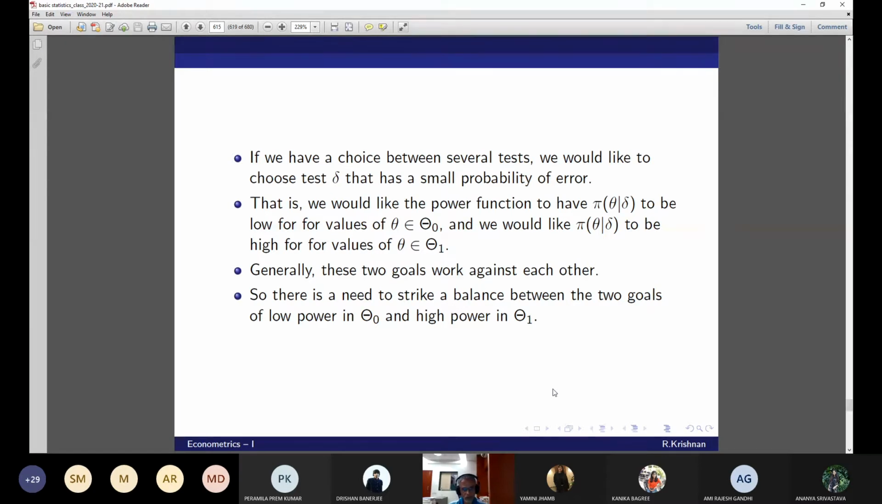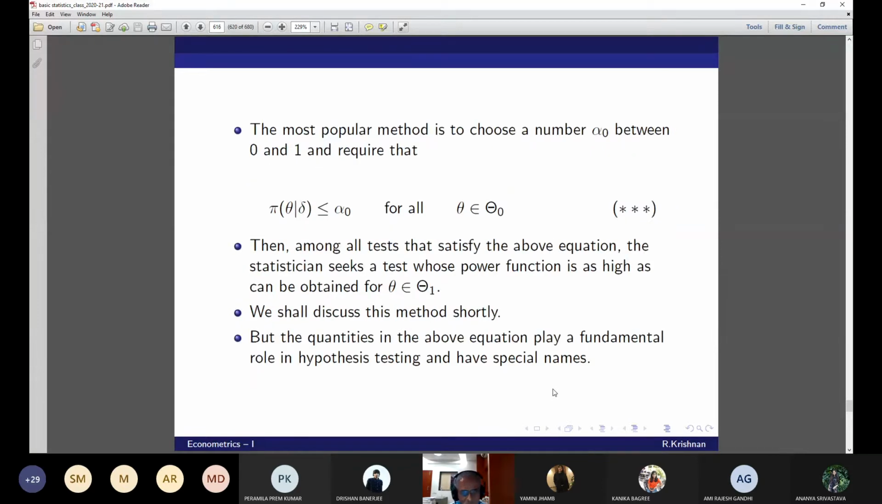Generally these two goals work against each other. So we need to strike a balance between the two goals of low power in theta naught and high power in theta 1. You know what statisticians do? This is where statistics comes in. The most popular method is to choose a number alpha naught between 0 and 1 and require that this is equal to alpha naught for all theta in the acceptance region. See the triple star.